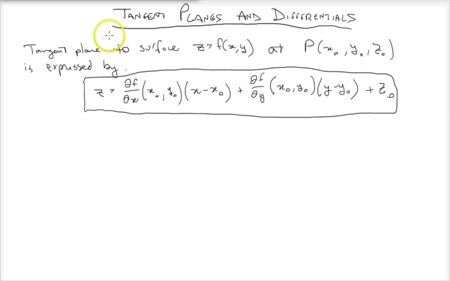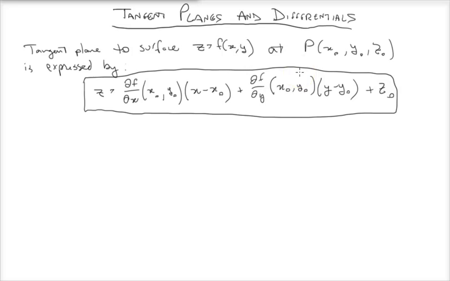The tangent plane to a surface z equals f of x, y at some point can be expressed by the equation z equals the partial derivative of f with respect to x at x sub 0, y sub 0, times x minus x sub 0, plus the partial derivative of f with respect to y at x sub 0, y sub 0, times y minus y sub 0, plus the initial z value, the starting point of the point right here.